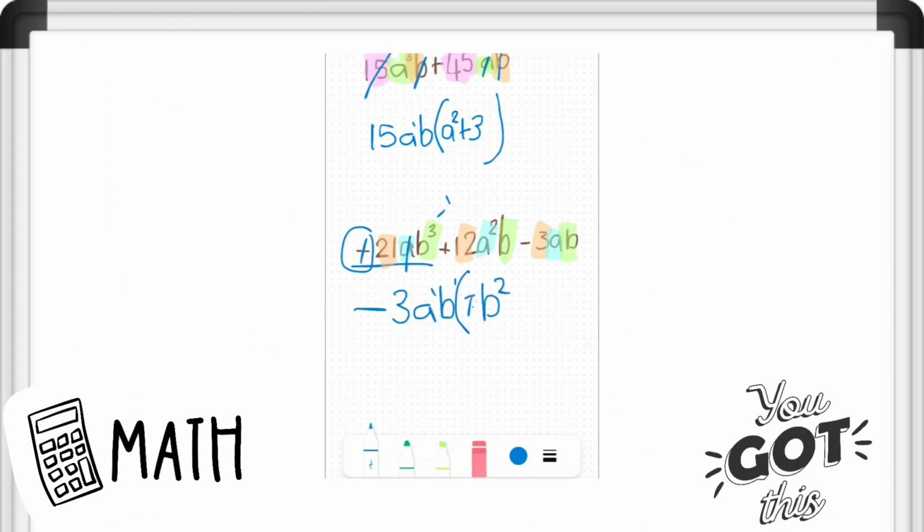Then positive divided by negative is a negative. 12 divided by 3 is 4. A squared minus this invisible 1 is going to be just a. And the b's cancel each other out. Now we go to the next one. Negative divided by negative is a positive. 3 cancels, a cancels and b cancels. So whenever the whole thing is divided by the exact same thing, we are going to have 1. And that is your final answer.